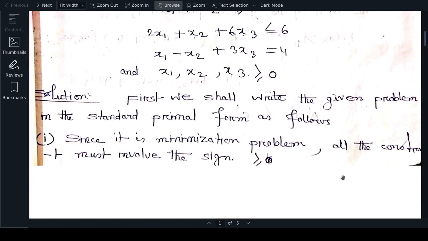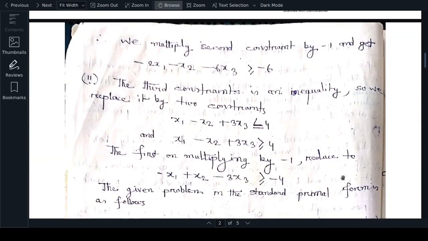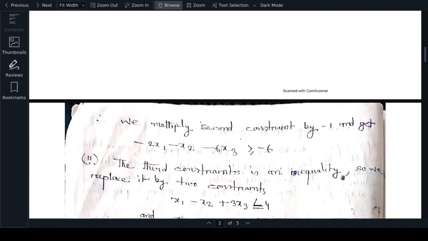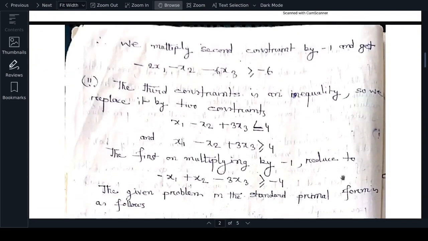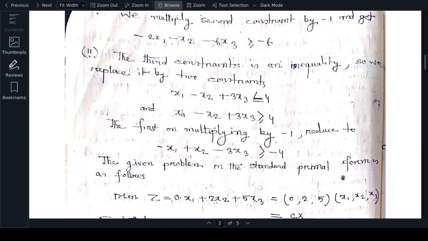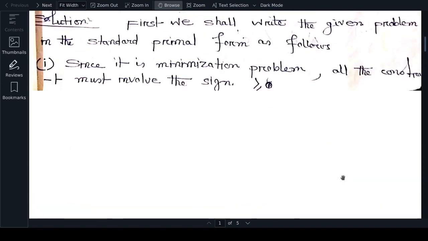So what is the standard primal form? If the objective function is minimization, then all constraint signs should be greater than or equal to. If any is less than, you make it into greater than by multiplying by minus 1 on both sides.